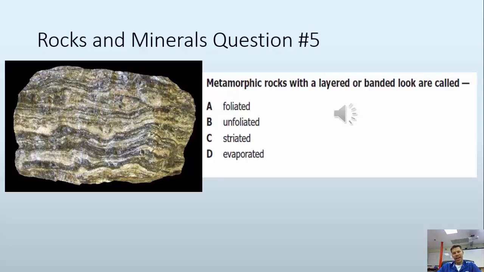Metamorphic rocks with a layered or banded look are called, and remember, metamorphic rocks come in two major categories, foliated and unfoliated. If you look at this picture over here, you see these very distinct light and dark bands, the alternating layers. When you have distinct layering, folding, or bands, we're talking about a foliated rock. An unfoliated metamorphic rock does not have any of these distinct, obvious layers. So the answer here is A, foliated metamorphic rock.